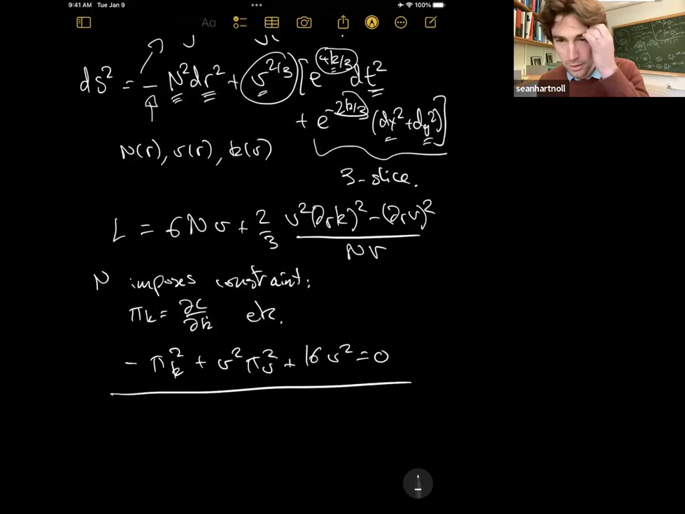Okay, you write down the Lagrangian, there's a constraint. You write down the constraint in the Hamiltonian language, which involves momenta. Okay, and this is the Hamiltonian constraint.